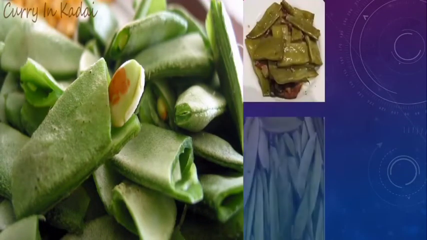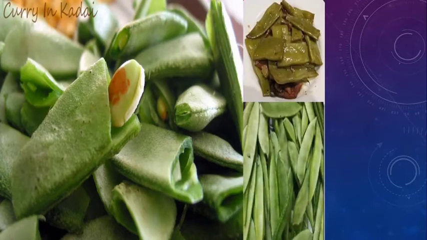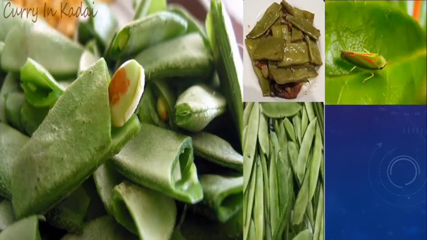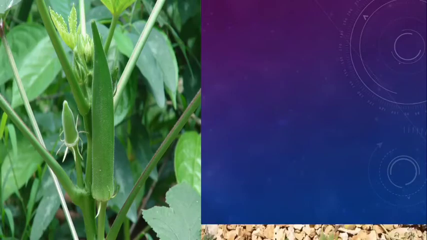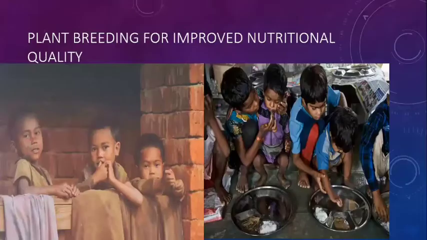Second one, flat bean. The new varieties, Pusa Sem 2 and Pusa Sem 3, are resistant against leaf hopper, aphids, and fruit borer. Next one, lady's finger. The new varieties are Pusa Sawani and Pusa A4. These plants are resistant to shoot and fruit borer.